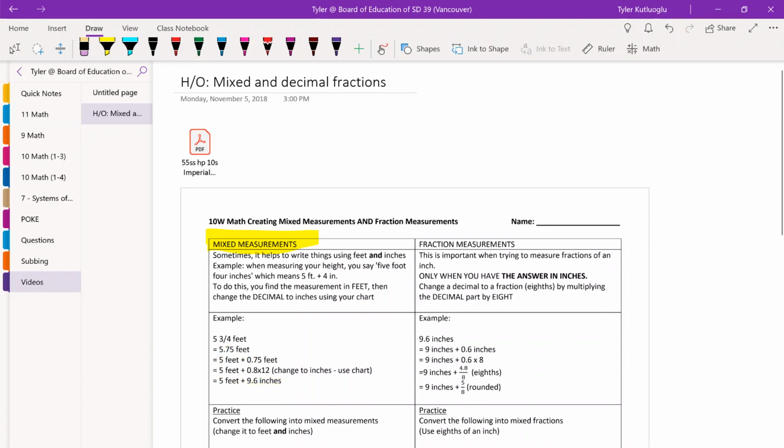The second thing we're going to talk about is fractional measurements. So that's where, just say you converted and you found out, oh, we got 9.6 inches. It's hard to measure that using an actual ruler because it doesn't have 0.6 showing on your ruler, it has fractions. So we're going to be able to take that and turn it into something with eighths, because that way we can see exactly how long it is on a ruler and we can measure how big it should be. So let's do mixed measurements first.